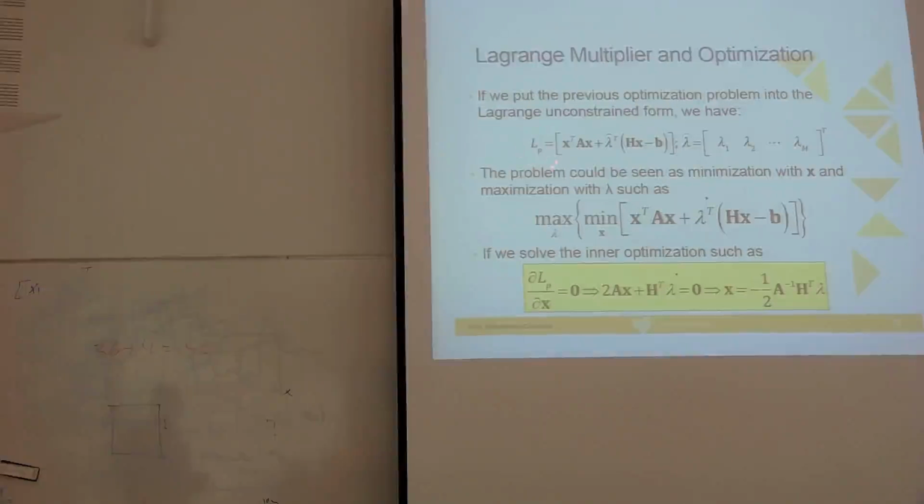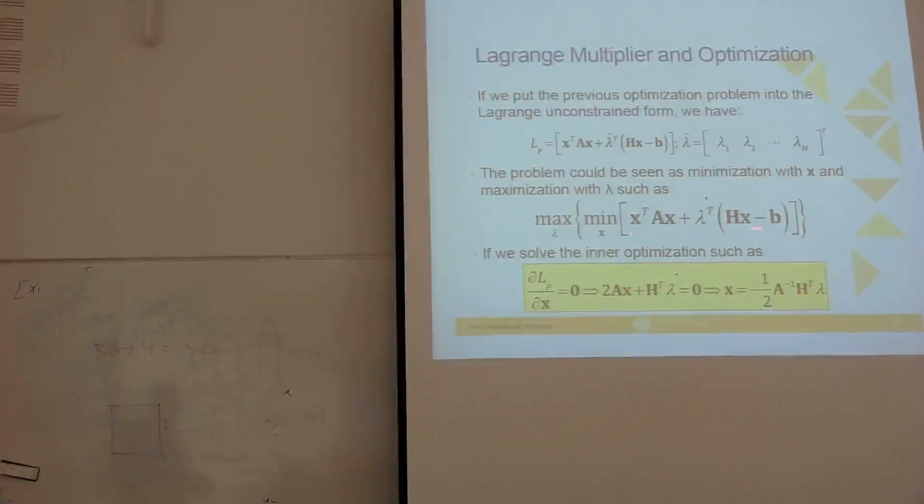So this is the primal form of the Lagrange multiplier. It is x transpose Ax plus lambda, where lambda here is a vector that contains all the inequality constraints. We have M inequality constraints here, times Hx minus p. Now, as we said, we are looking for the positive lambdas, so it is like maximizing for lambda and we minimize for x.